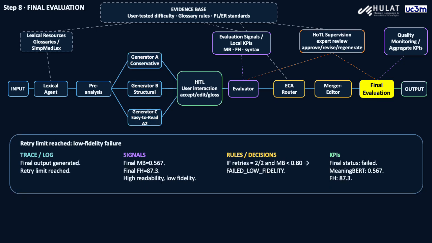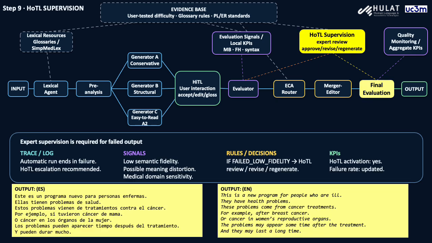After all retries have been exhausted, the system does not automatically accept the output. It prefers to reject a readable output rather than accept one that is semantically unsafe. The system detects that the final output is not reliable. Because this is a medical domain text, the risk is higher, so the human-on-the-loop approach is activated. An expert can decide whether the output should be accepted with warnings, corrected manually, or regenerated.